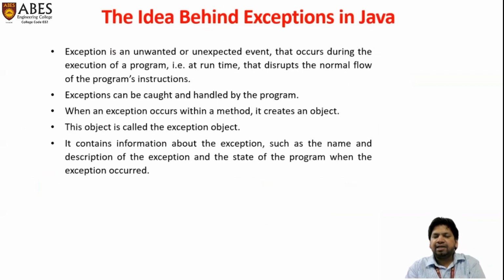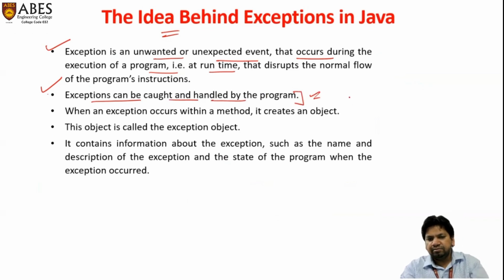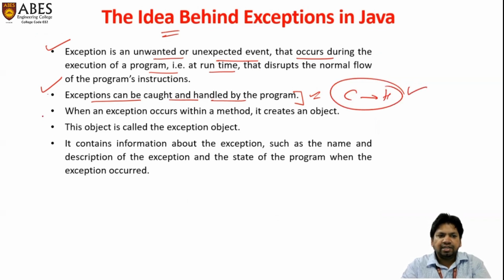The idea behind exception in Java: the exception is an unwanted and unexpected event that occurs during the execution of a program at runtime. We have discussed this. In the second part, the exceptions are caught and handled by the program. Inside the program we find it and we solve it. That's caught and handled. In the third part, the exception occurs within methods and creates an object, which is a very important part.